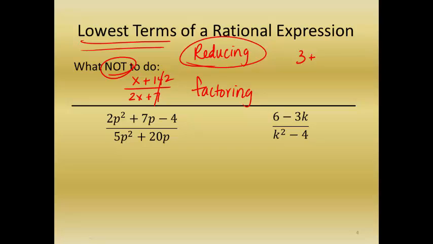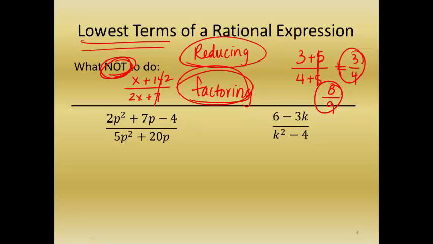Consider this: 3 plus 5 over 4 plus 5. This fraction does not equal 3/4 because you just crossed off the 5's. This equals 8 over 9, which is not the same as 3/4. So you may not cross off the values. This goes for x's as well, not just numbers. So in order to do this, we have to factor. After you factor, you can reduce.